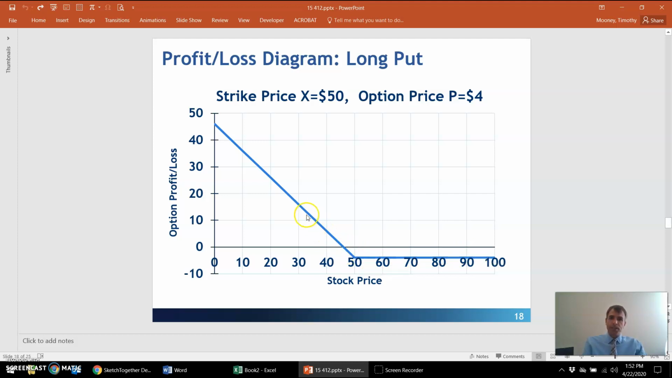But as the stock price declines, put options start to make money, and it becomes a profitable option investment once we get to a stock price of the strike price minus the option price. Once the stock price goes below 46, we've got a positive profit. So long as the stock price is less than 50, we should exercise the option at expiration. If the stock price ends up at 48, we would lose $2 on our option investment, but we should still exercise because we'd have a payoff of $2 and a price of $4, so a loss of $2, but we should still exercise.